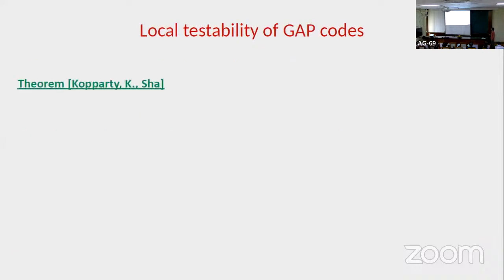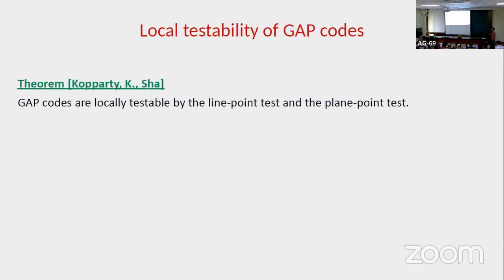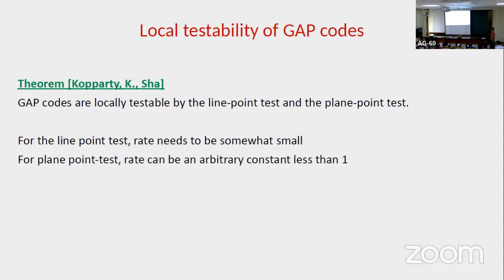So for gap codes, we show that gap codes are actually locally testable by the line point test and the plane point test. For the line point test, we need the rate to be somewhat small. We can't deal with rate close to 1. But for the plane point test, these codes are locally testable with rate arbitrarily close to 1.